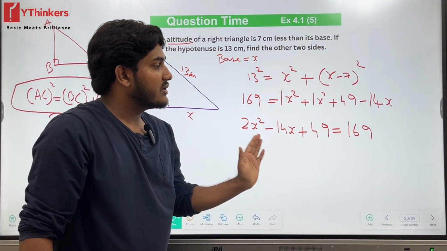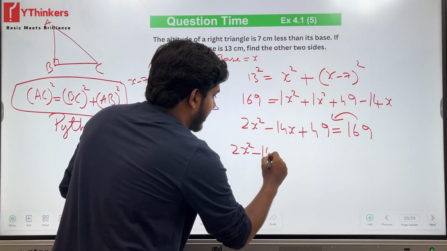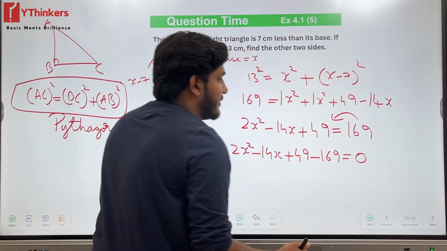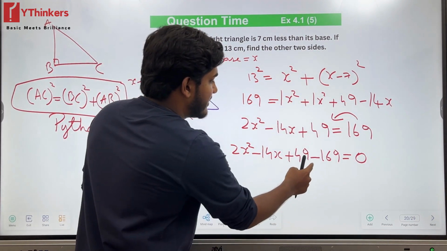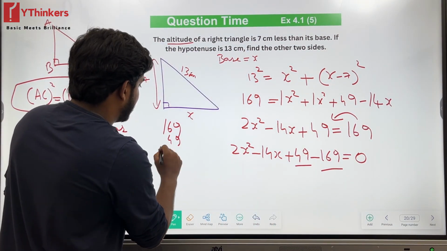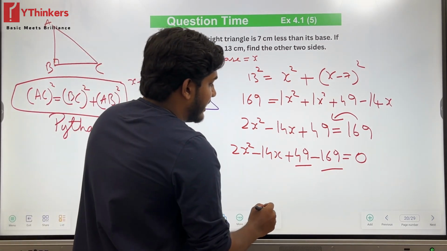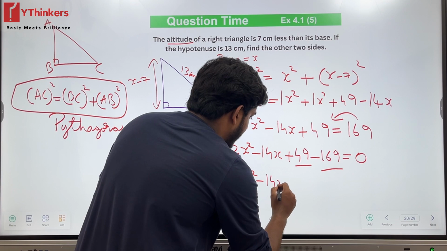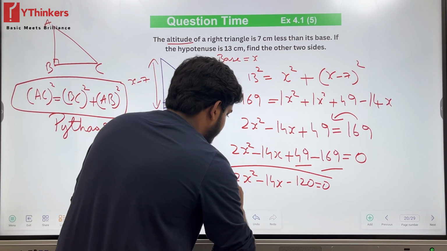What do I want for quadratic equation? Right hand side should be 0. So I'll shift this term this side. What it becomes? 2x square minus 14x plus 49 minus 169. Because what did I just say? If you shift one single term, positive becomes negative or negative becomes positive. What is 49 minus 169? It is 120, but the sign is very important. It should be minus 120, correct? So I can write it as 2x square minus 14x minus 120 is equal to 0.